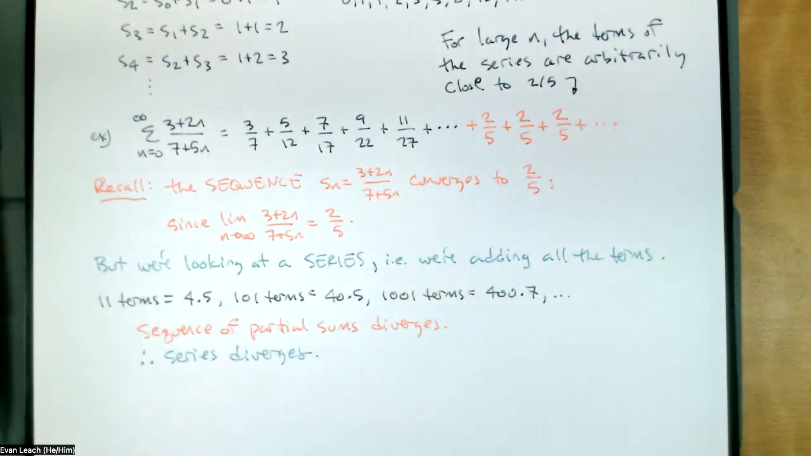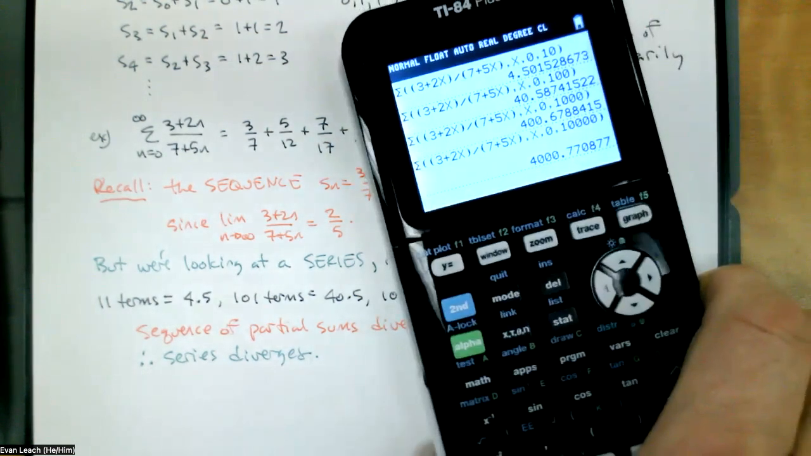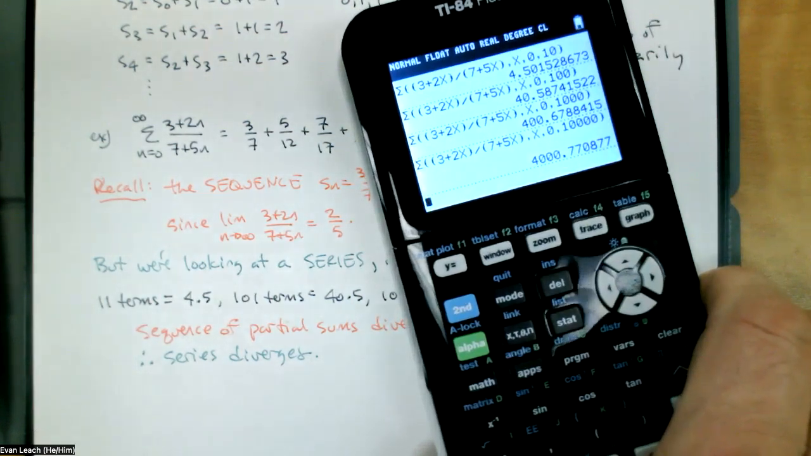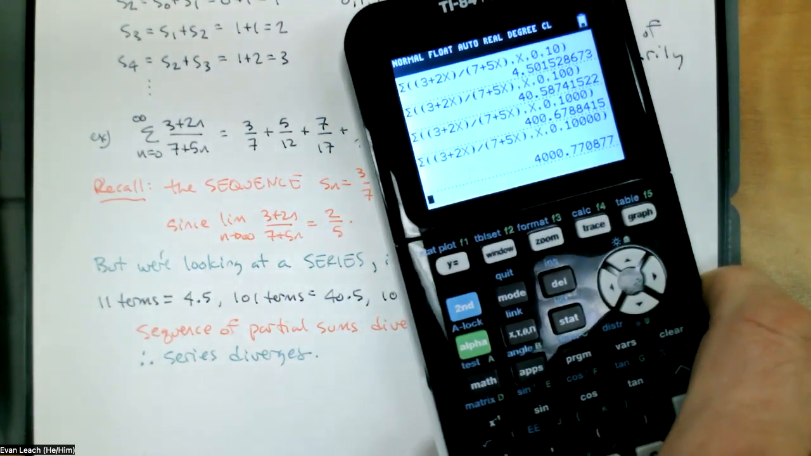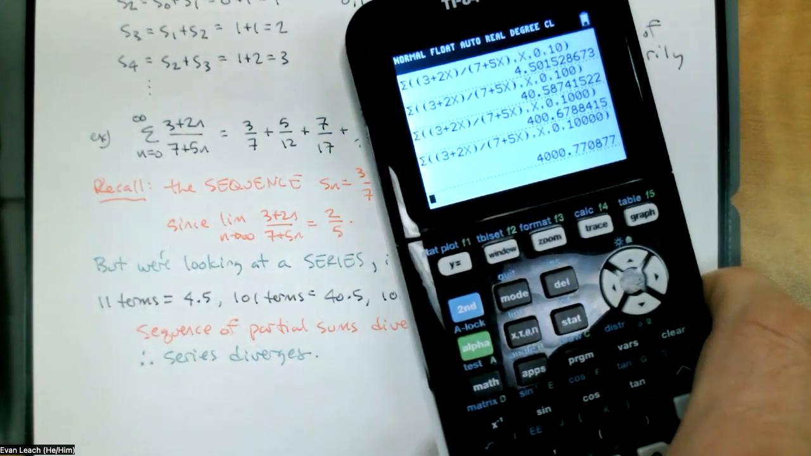It'll never actually look like 2/5 plus 2/5 plus 2/5. But for large values of n, those terms will be arbitrarily close to 2/5. Unsurprisingly, it went up by another factor of almost 10. So it finally got it. 10,000 terms, it went up to 4,000.